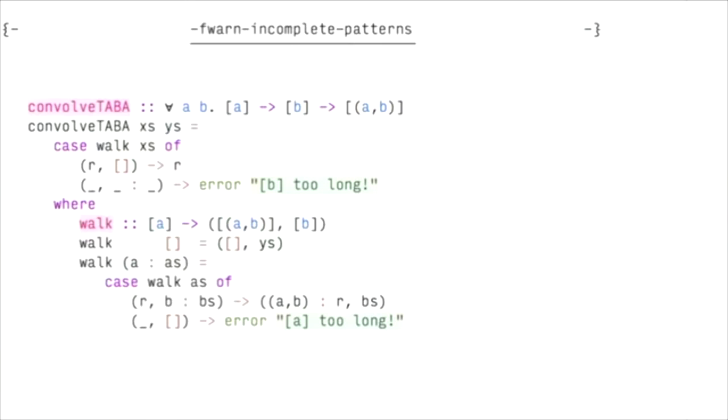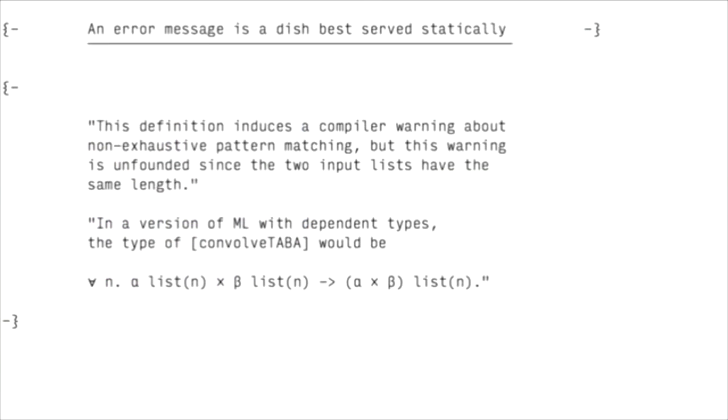And the same thing here, except in the inverse. The recursive call to walk should always hand us back a const cell, unless a is too long, which means that we made one too many or more, well, only one too many because we're going to throw an error immediately. We made one too many recursive calls to walk. But as I said, none of this is in the types. And Danvy and Goldberg acknowledge this, saying that this definition induces a compiler warning about non-exhaustive pattern matching. But the warning is unfounded because the two input lists have the same length.